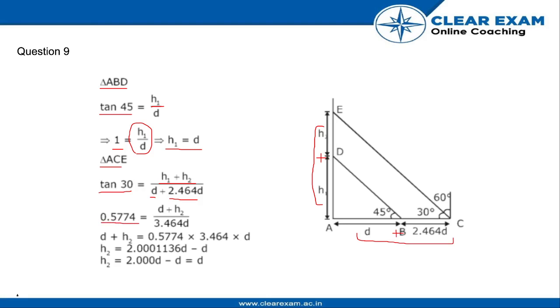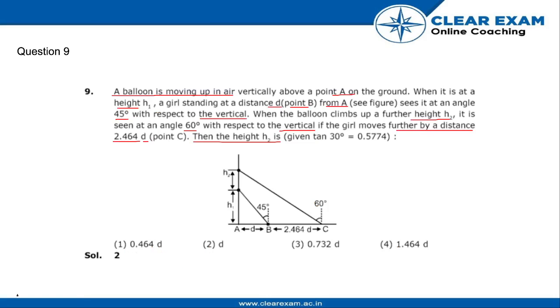Tan 30 is 0.5774. h1 is equal to d, so 0.5774 is equal to d plus h2 upon 3.464d. So d plus h2 is equal to 0.5774 into 3.464 into d, or h2 is equal to 2.000136d minus d, which is roughly 2d minus d, which is equal to d. So the correct answer is option 2.